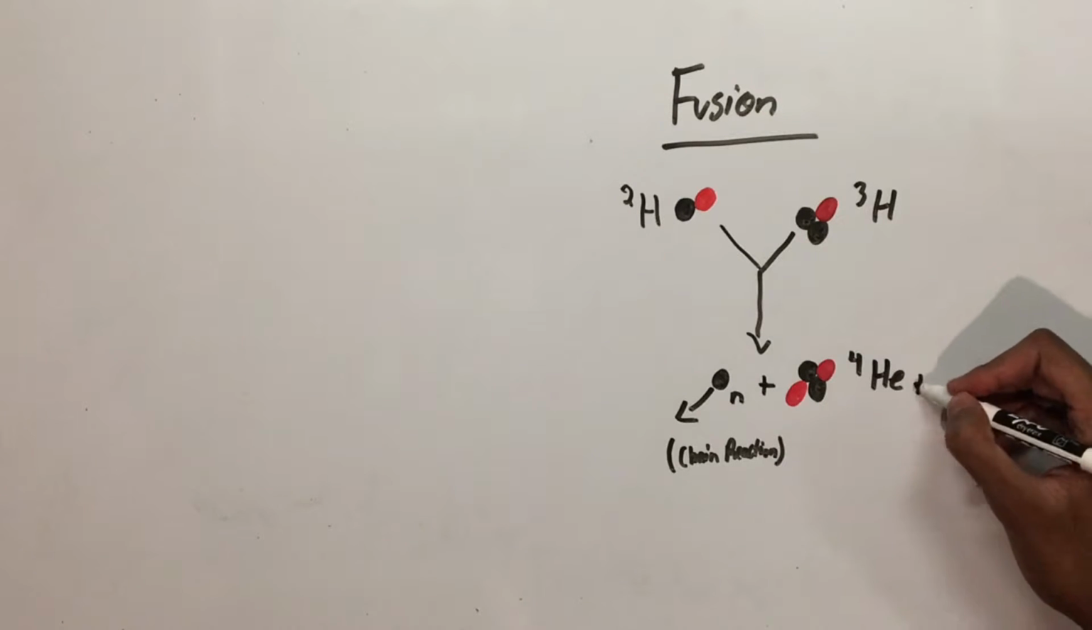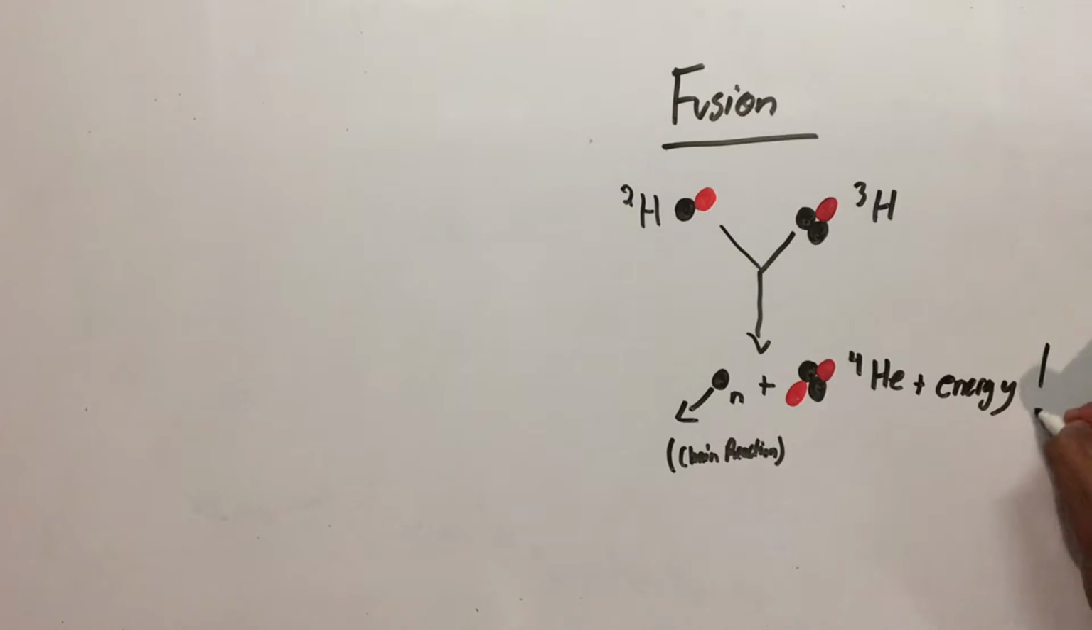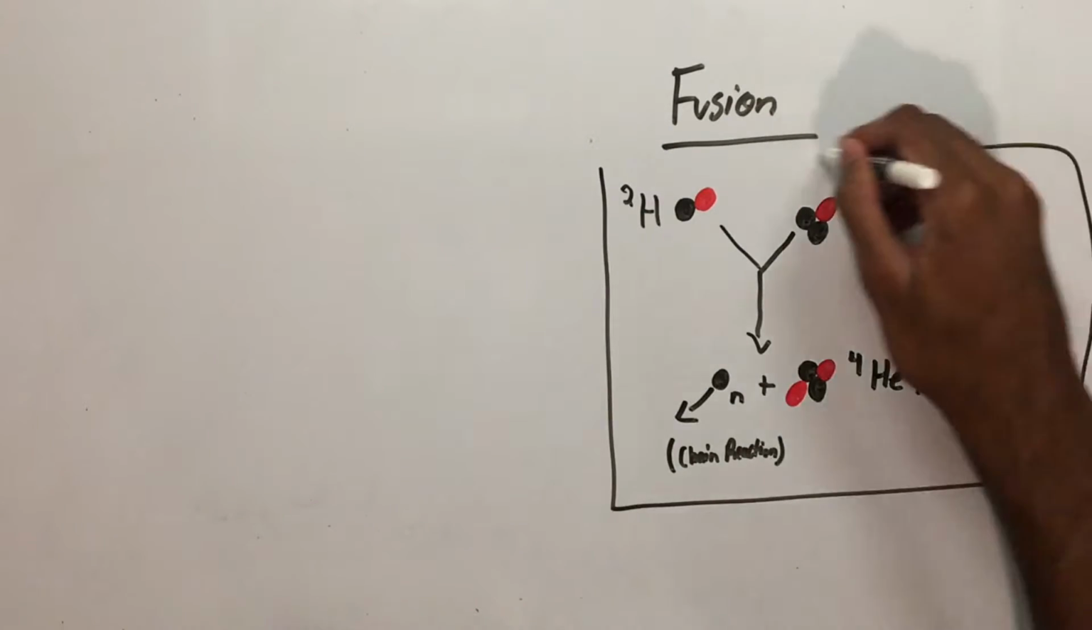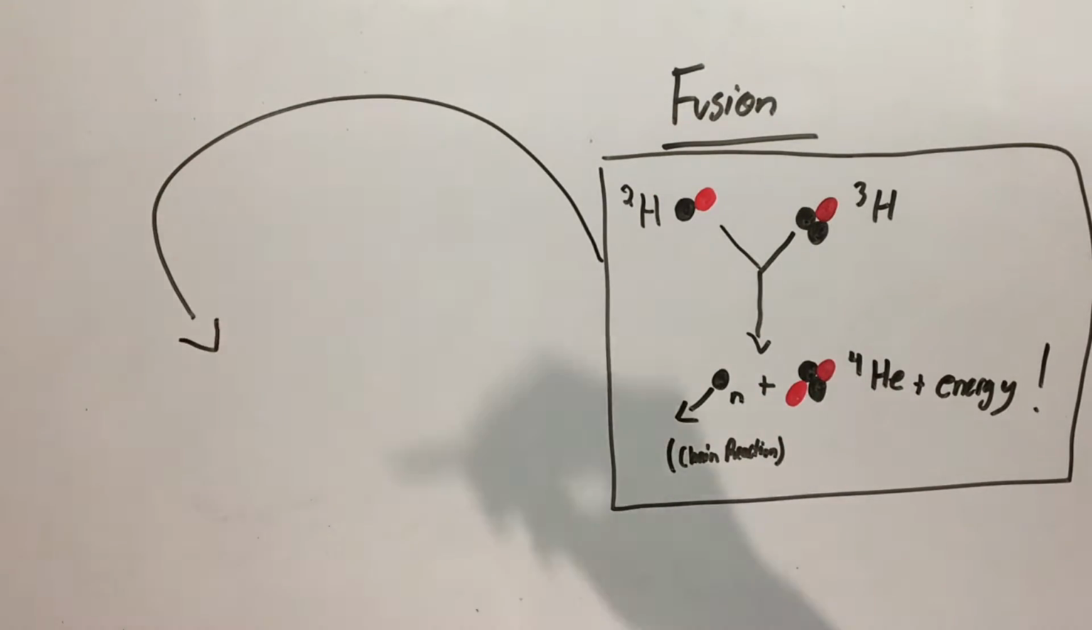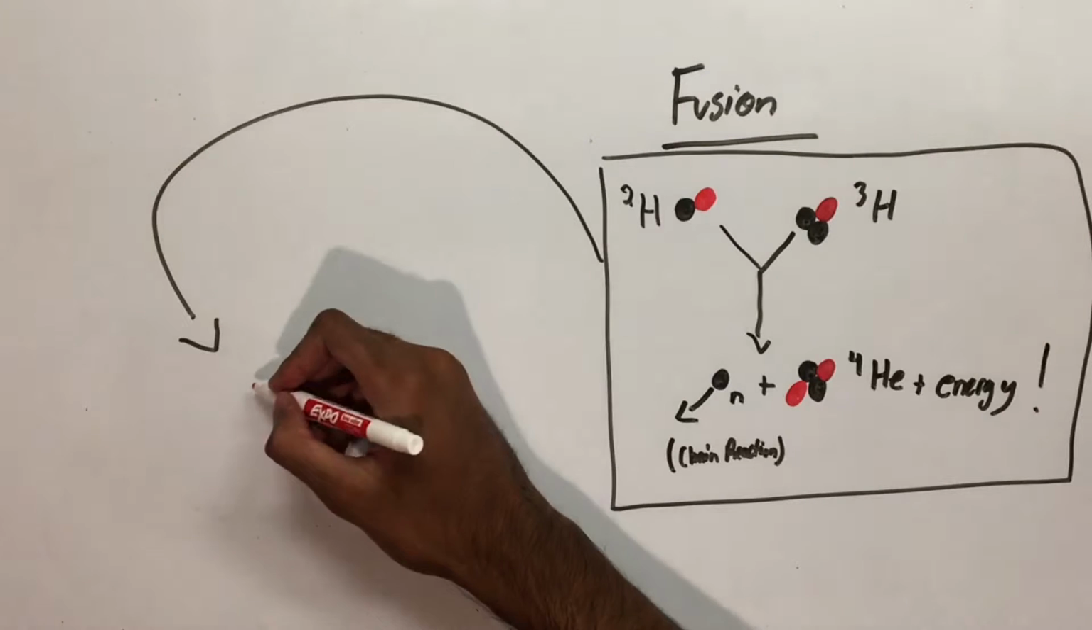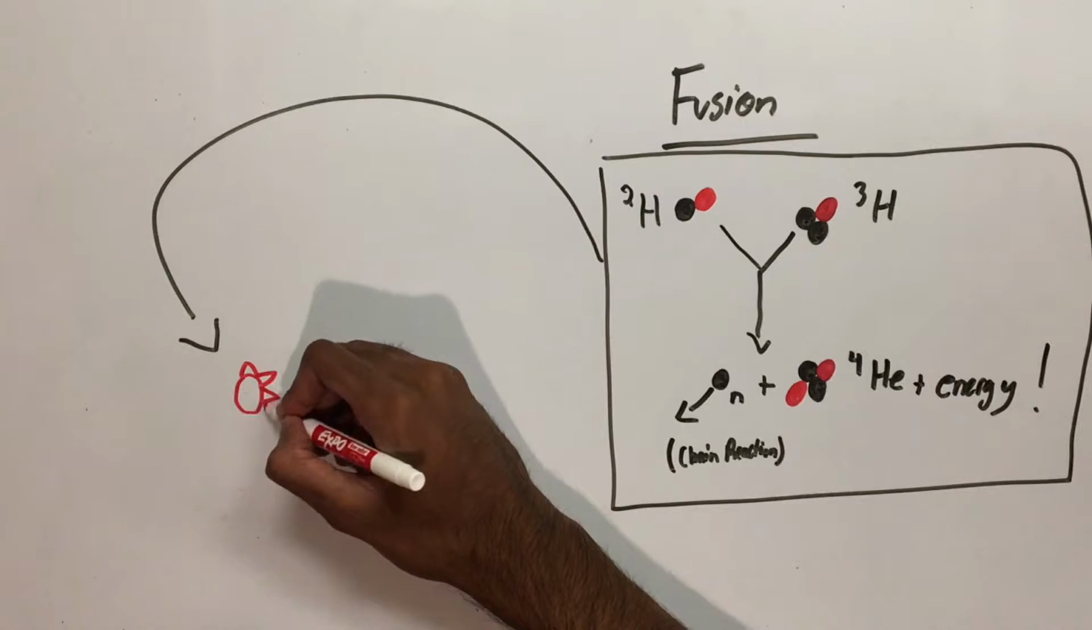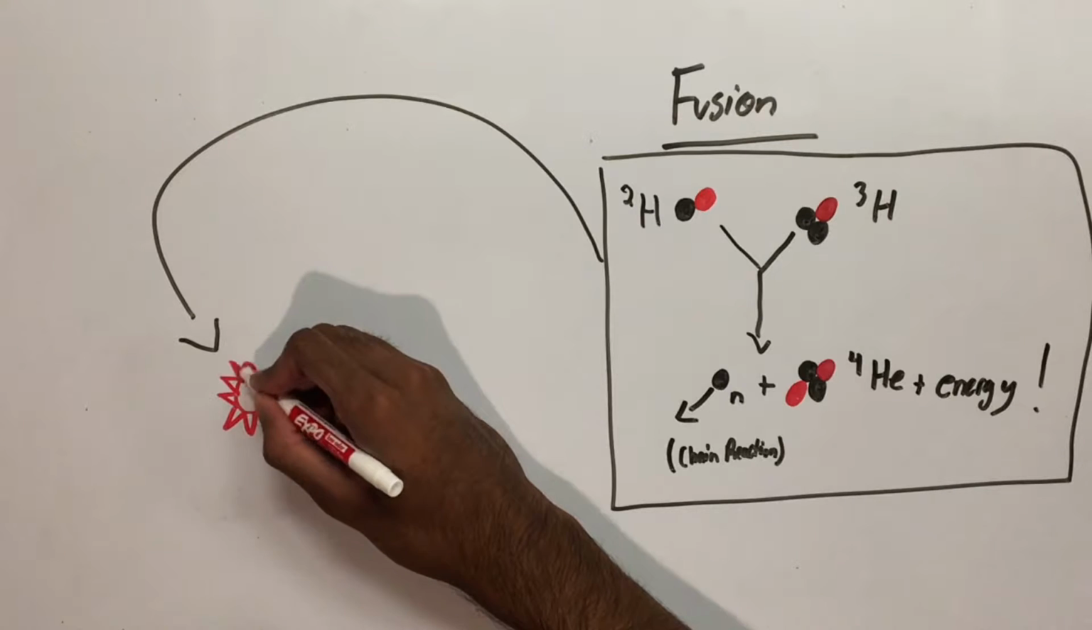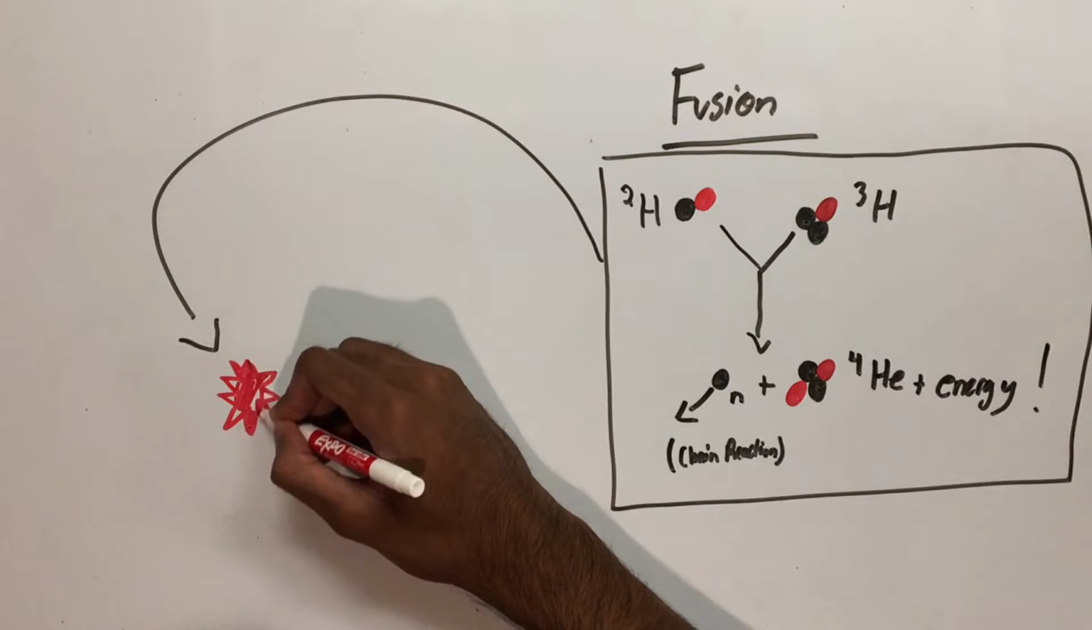This is a very common fusion reaction that produces a lot of energy and is actually the reaction that occurs in our sun. So a fusion reaction is actually what's responsible for creating all of the heat energy that emits from the sun.